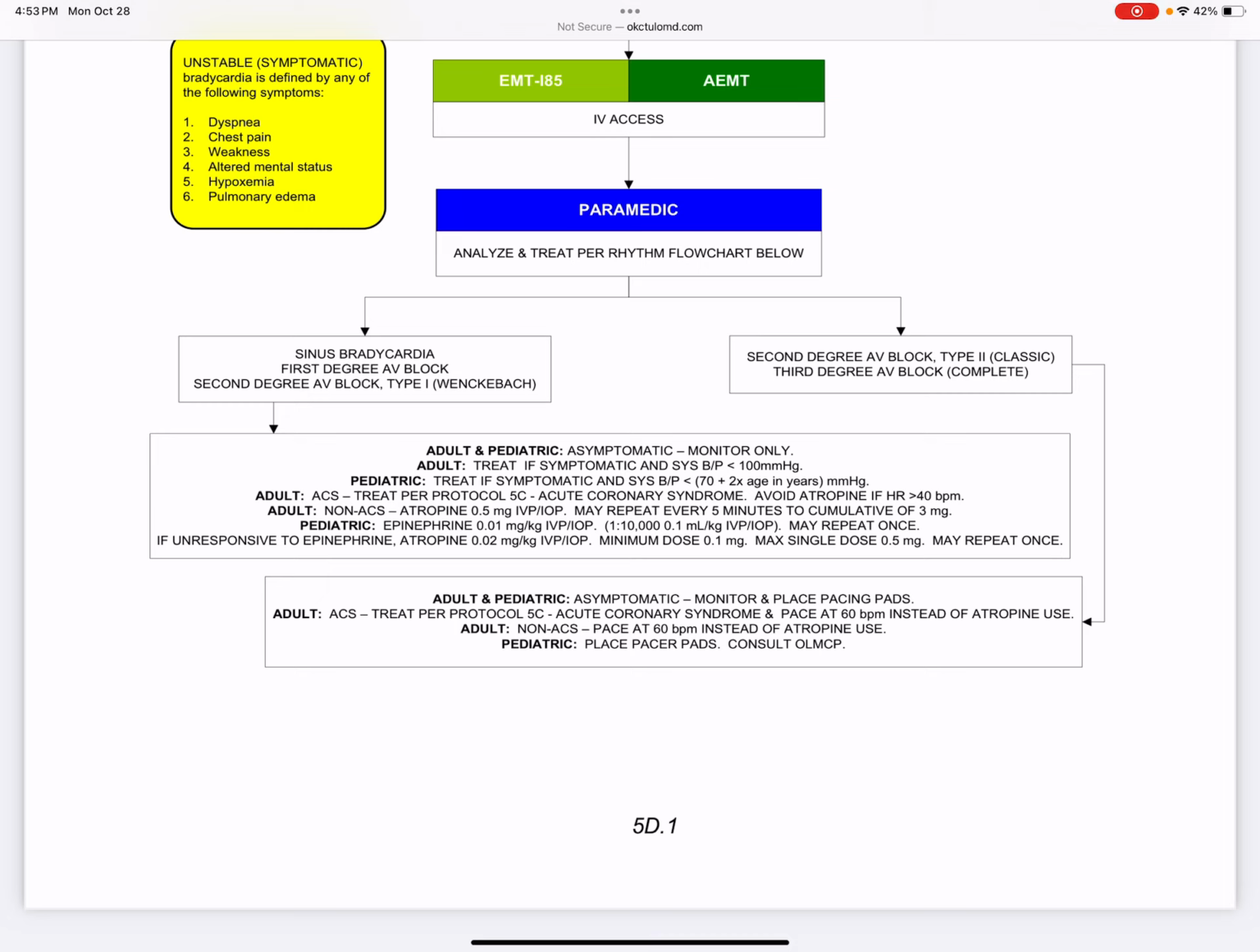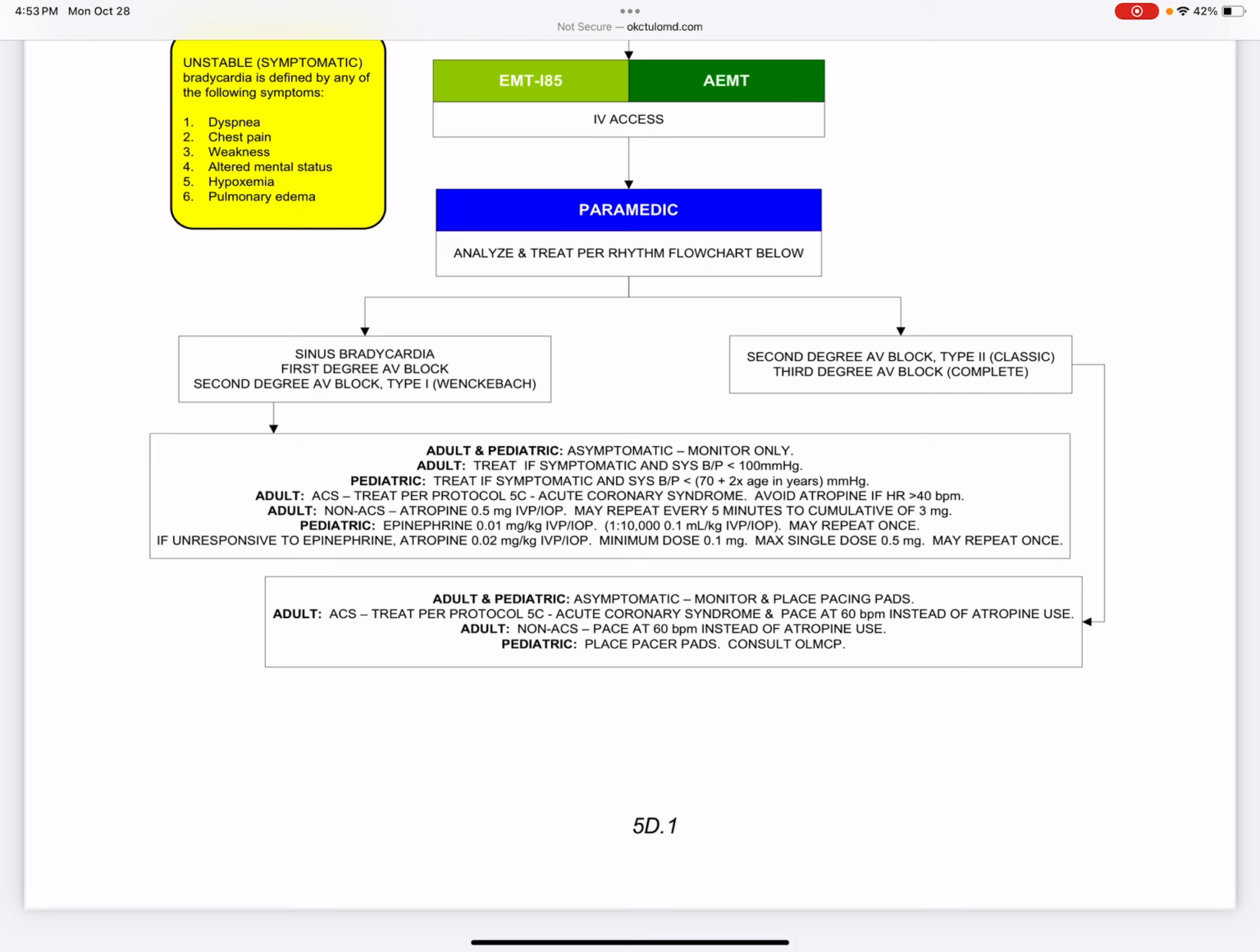So then we go to the high degree heart blocks, which is your second degree type 2 and third degree, like we talked about. And we go down to that very bottom box. So asymptomatic, monitor and place the pacing pads. For adults, ACS, treat per protocol 5C, acute coronary syndrome, and pace at 60 beats per minute instead of atropine use. Atropine will not be effective in second degree type 2 or third degree AV blocks. So we're not going to use it. We're going to pace them. If it's a non-ACS patient, we're going to pace at 60 beats per minute instead of atropine use.